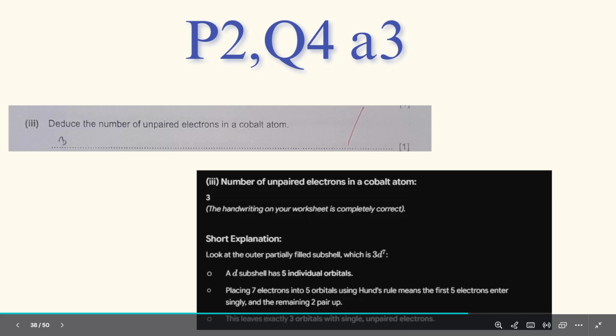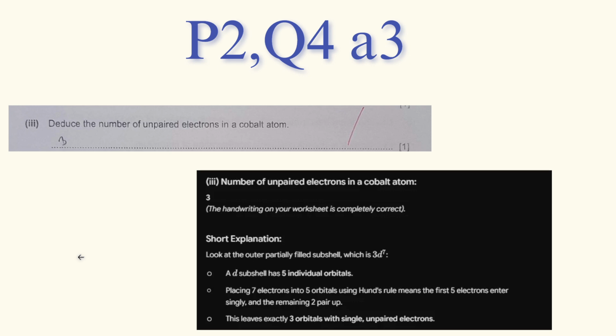Next is the number of unpaired electrons in a cobalt atom. Number of unpaired electrons in a cobalt atom: 3. Explanation: the d subshell has 5 individual orbitals. Placing 7 electrons in the 5 orbitals using Hund's rule means the first 5 electrons enter singly and the remaining 2 pair up. This leaves exactly 3 orbitals with single unpaired electrons.